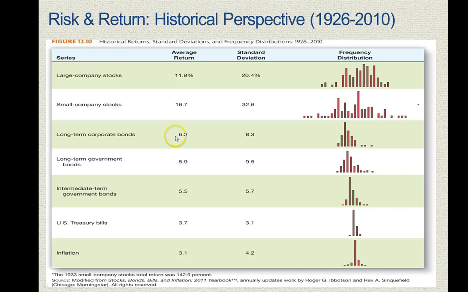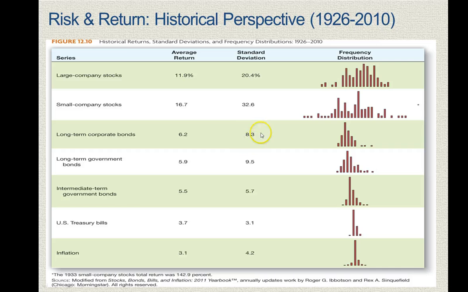Let's see whether the data matches what we have just described. You can see that the data, looking at the standard deviation here, largely matches the risk profiles we just described, right? Treasury bills have the smallest standard deviation, followed by the intermediate-term government bonds, and then followed by the long-term corporate bonds, and then followed by long-term government bonds.